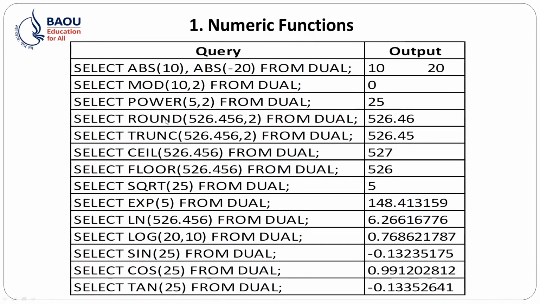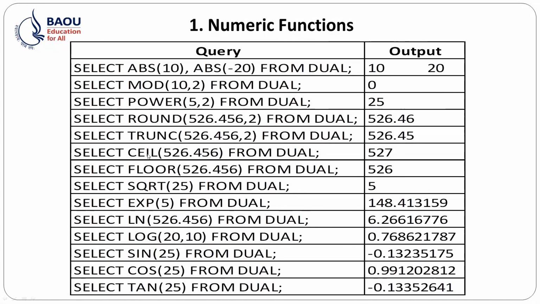The round function is used to round up to 2 digits after the decimal place. The 2 digits are displayed, that is 526.46. It is rounded. Now the truncate function also displays the number without rounding. Here 2 is given, so after the point 2 digits are displayed.